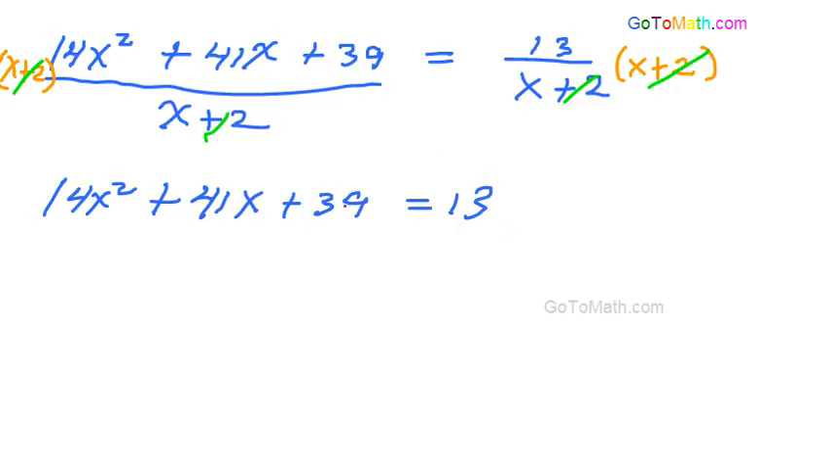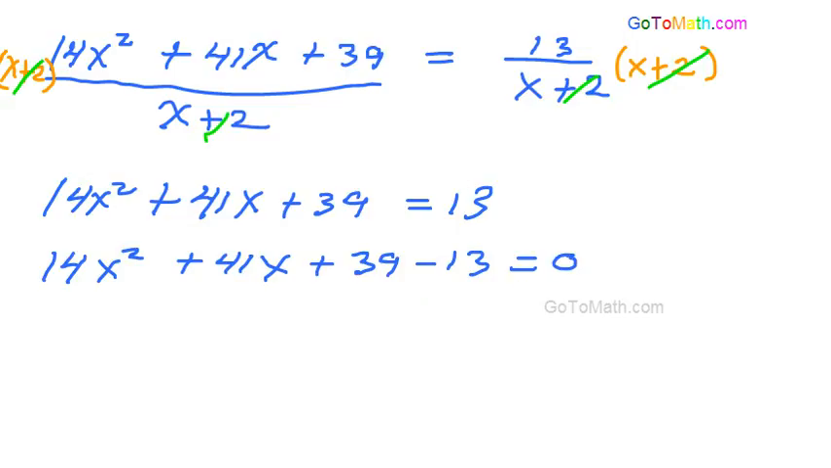So we'll subtract 13 from both sides, and we'll end up with 14x squared plus 41x plus 39 minus 13, and that'll equal 0. So just think about it, taking this to the other side, and the sign changes. Instead of plus, it becomes negative. Okay, fast way of thinking about that. So we have 39 minus 13 is 26. Is that right? Yeah, that's 26. I was thinking. Okay.